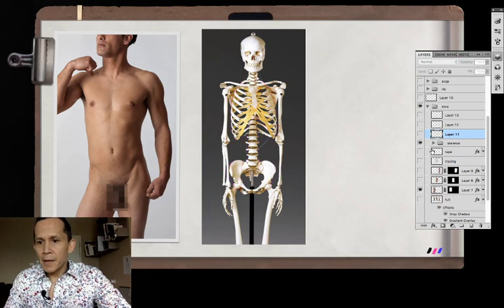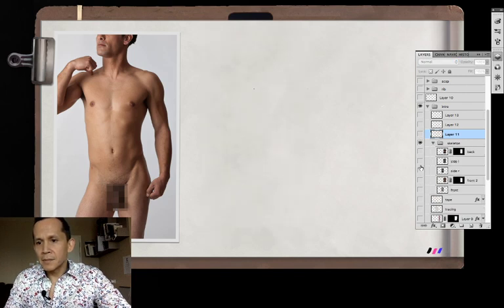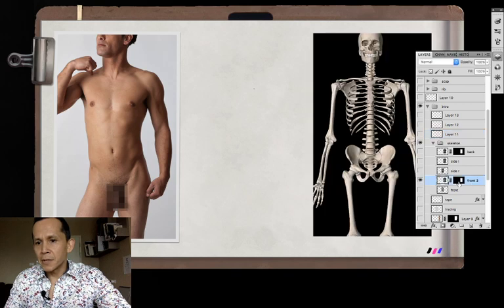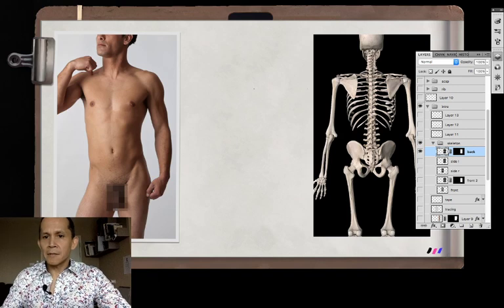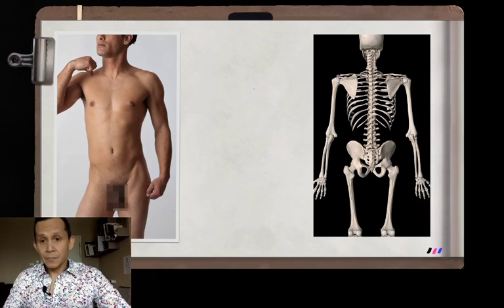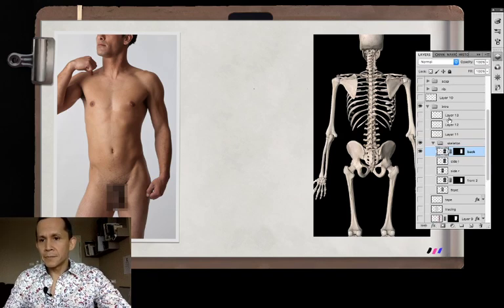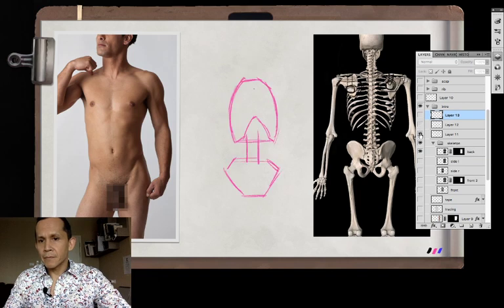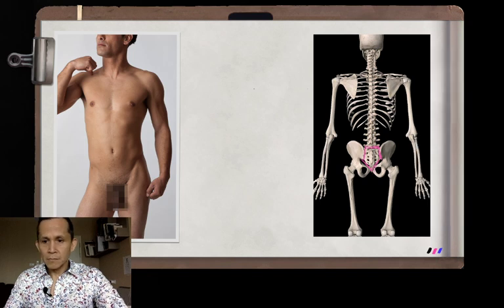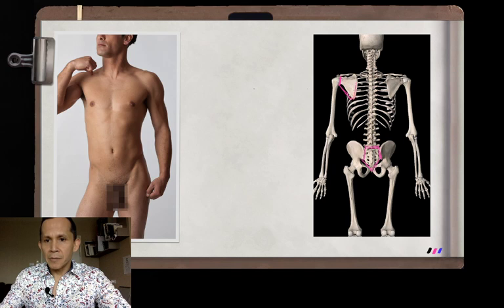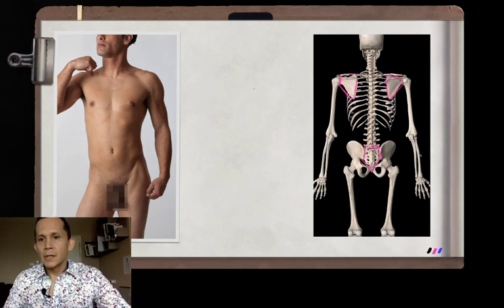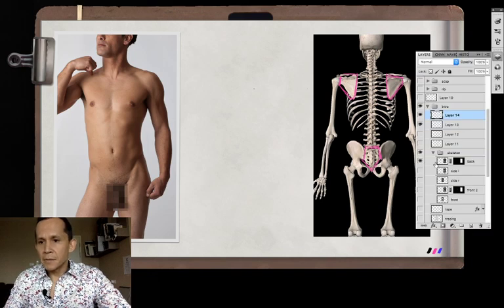But in the back, there's something that's not as obvious, but very important. And probably, to me, the most important structure in the back is the scapula. The scapula are these triangular shaped bones. Here, let's bring up a back view model.